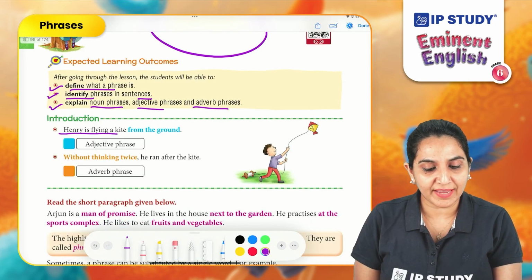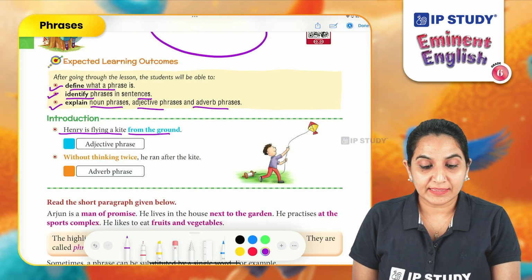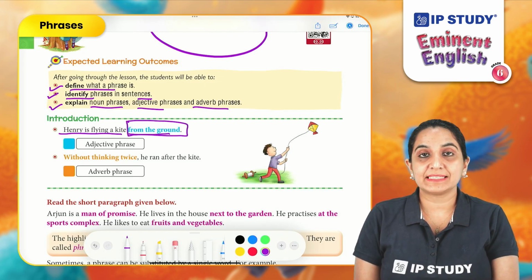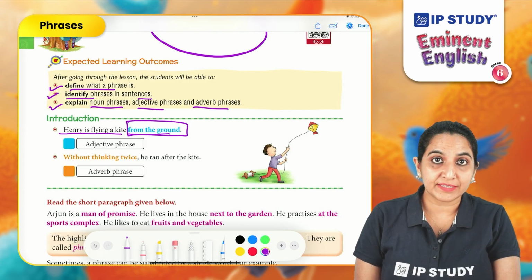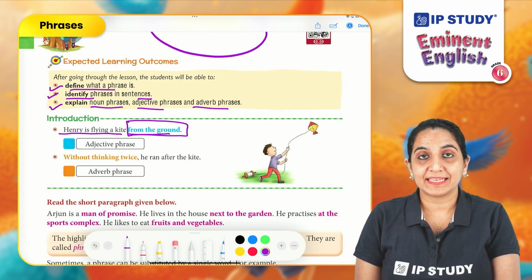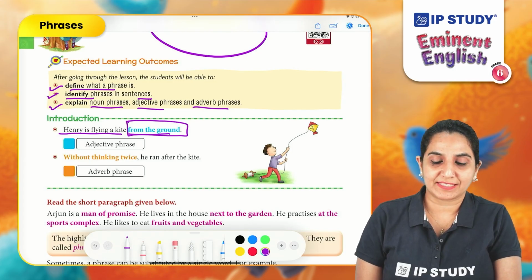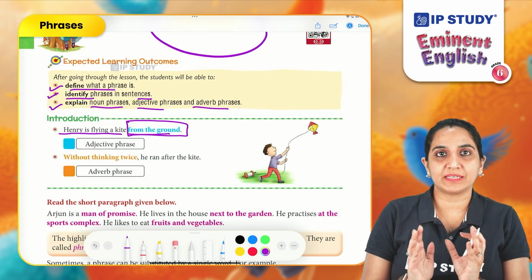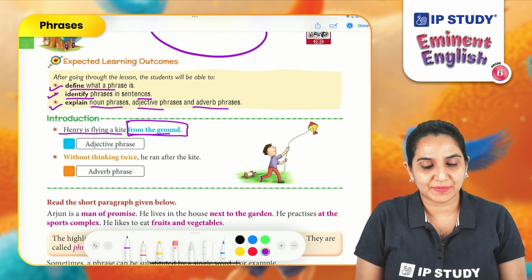Henry is flying a kite from the ground. Now here, the group of words "from the ground" is an adjective phrase because it is modifying where the kite is flying. That means it is describing where the action is taking place, from the ground. This group of words makes sense, but it is a part of a sentence.